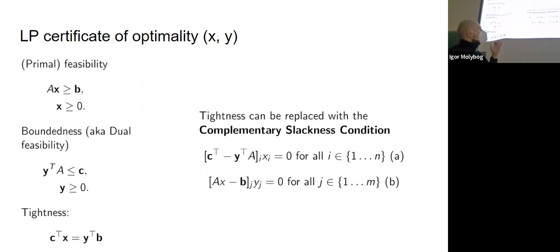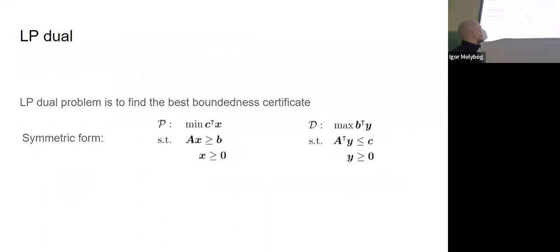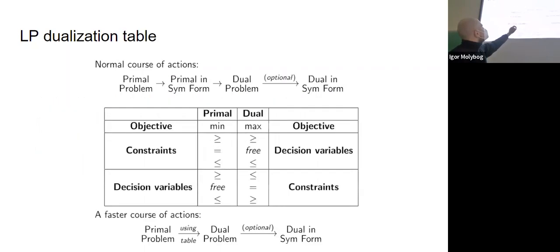They are very useful for our purposes when we are talking about LP relaxations of integer programming problems. So this is the duality theory, the primal and the dual, how we can convert a primal in symmetric form into a dual in symmetric form.